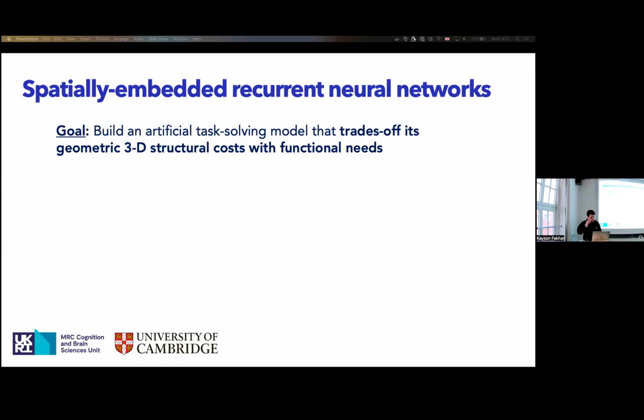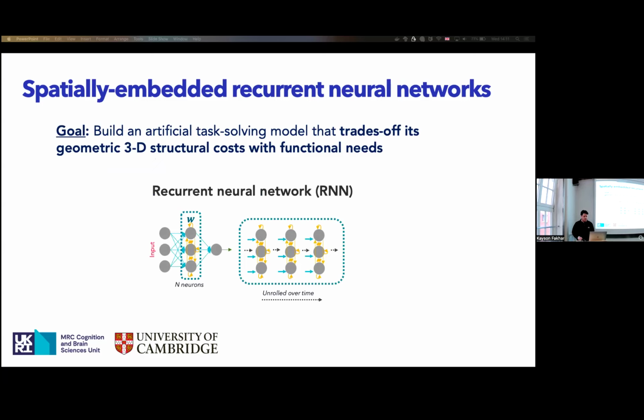Okay, so the goal that we set out was to try and build a model that trades off what we call here three-dimensional structural costs with some functional requirements. It's not that you take the structural prior and add it in per se alone. You actually have a conception of this trade-off. And the way that we did this was through a recurrent neural network.